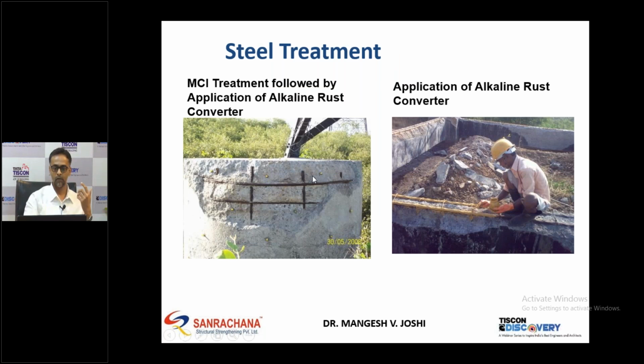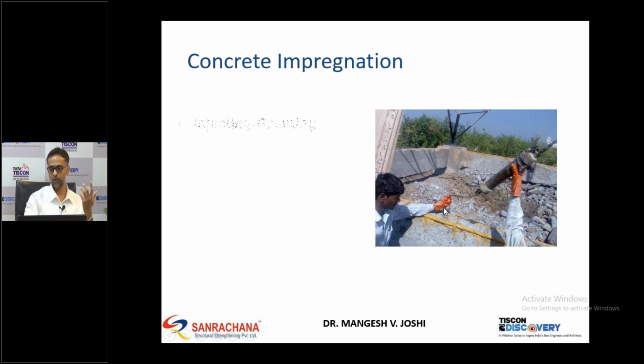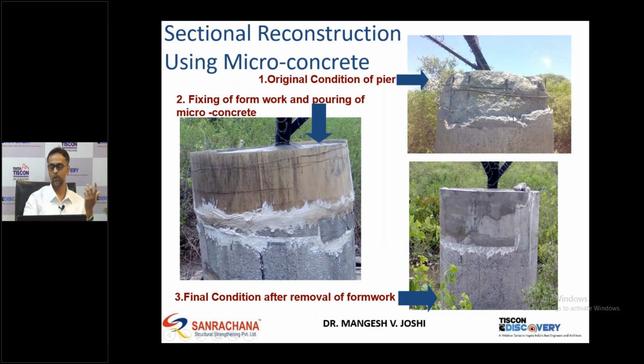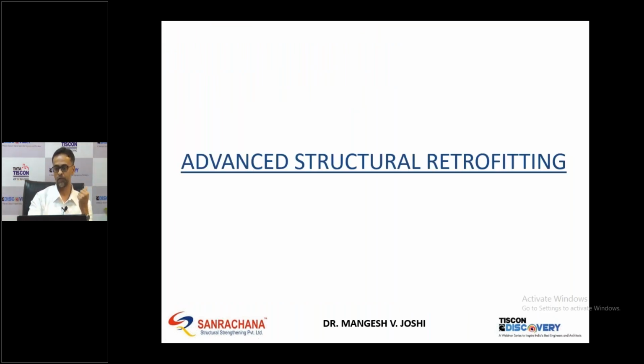So again, we applied MCI and cleaned the reinforcement with alkaline rust converter to protect the alkaline environment around the steel. Then IPN coating over it, and wherever required we went with grouting, and we built the surface in this case with micro concrete. We put this type of formwork, and we pour the micro concrete, and we rebuilt the profile of the section. These are the glimpses of corrosion repair.